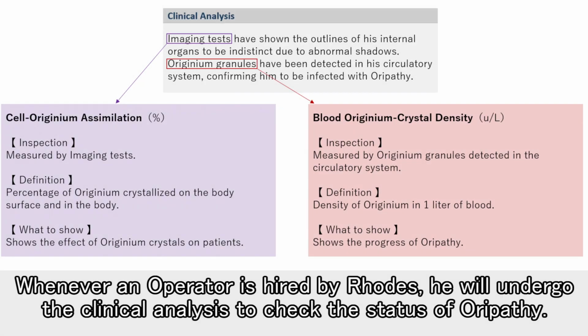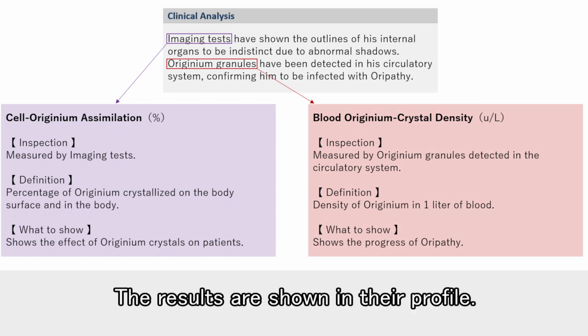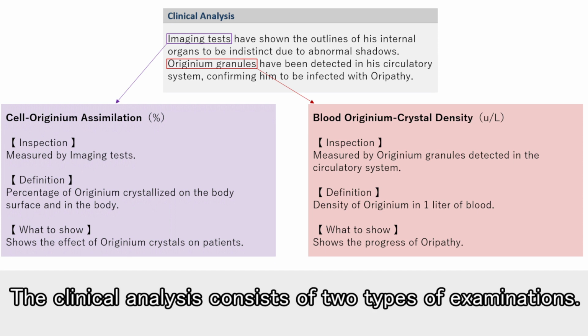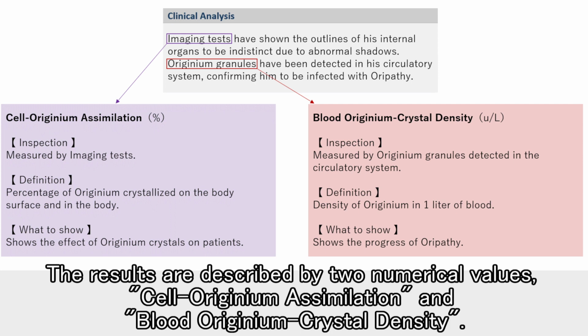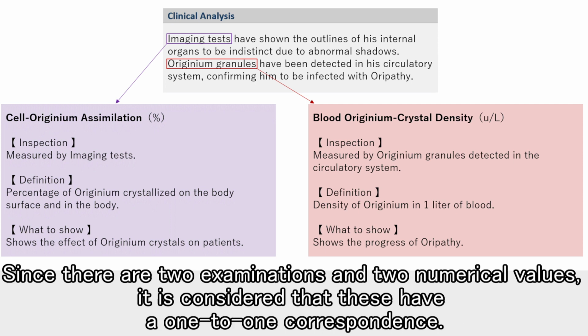Whenever an operator is hired by Rhodes, he will undergo a clinical analysis to check the status of Oripathy. The results are shown in their profile. The clinical analysis consists of two types of examinations. They are imaging tests and detection of Originium granules in the circulatory system. The results are described by two numerical values, Cell-Originium assimilation and blood Originium-Crystal density. Since there are two examinations and two numerical values, it is considered that these have a one-to-one correspondence.